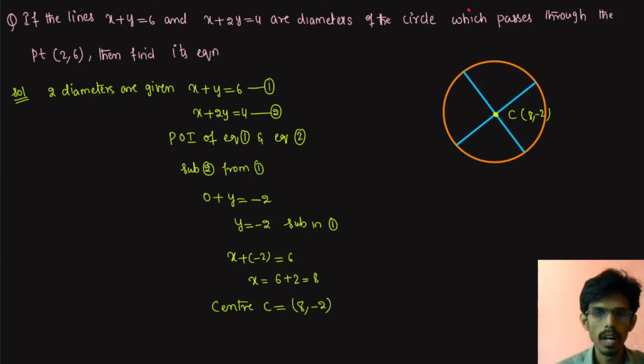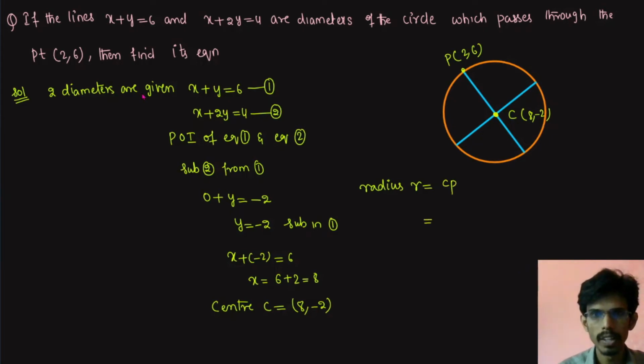Now in the question it is given that the circle passes through a point. So here one point is also given. Let us take this point P as 2 comma 6. Here let us find out the radius of the circle. Radius R is nothing but the distance between point C and P. So CP will be the radius.